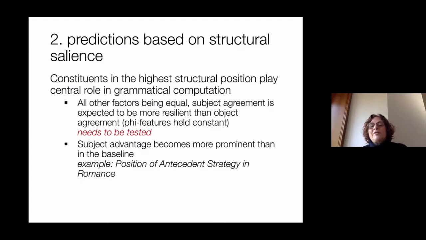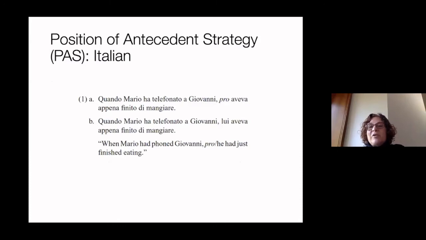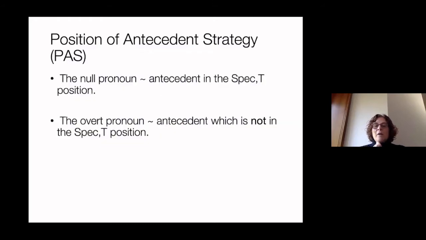A good example is the famous position of antecedent strategy in Romance, which has been studied for languages like Italian or Spanish. So if you have something like, when Mario phoned Giovanni, pro or he had just finished eating. So for baseline speakers, the antecedent, which is not the subject, is interpreted as the antecedent of the overt pronoun, whereas the null pronoun is interpreted as having the antecedent in the specifier T position. So it's basically subject, non-subject.